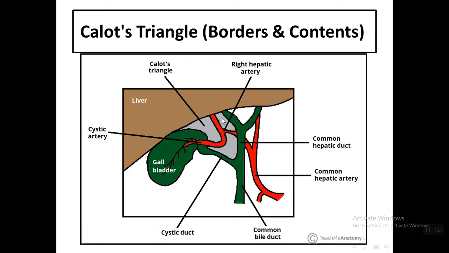This is important. This triangle is important for the surgeon to localize the blood supply of the gallbladder in order to perform ligation during cholecystectomy, meaning during gallbladder removal operations. Ligation of the cystic artery and ligation of the cystic duct to perform cholecystectomy.